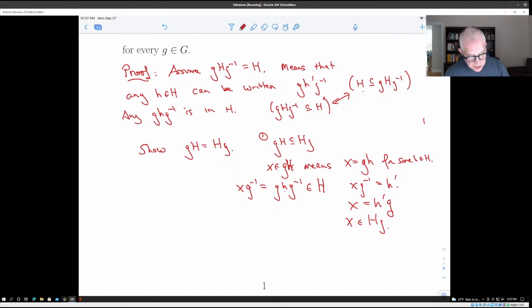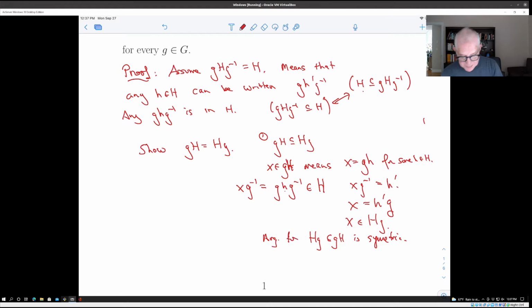And if we also want to show that Hg is contained in gH, you do exactly the same thing, but in the other direction. So maybe I won't write that out, but the argument for Hg contained in gH is symmetric.